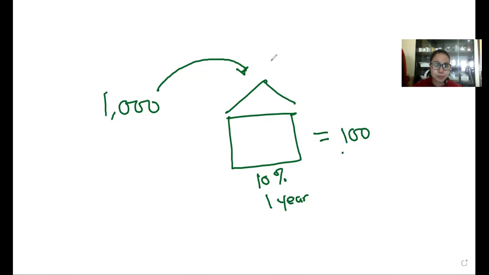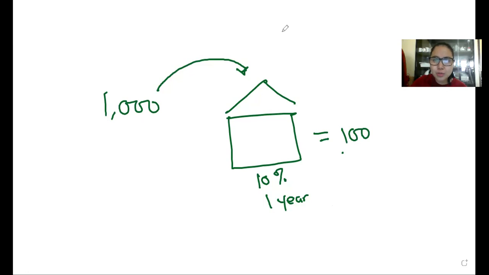1,100 pesos. This 1,000 pesos is what you call principal. What's your capital? That's a principal. The increase in money, which is 100 pesos, we call that the interest. So again, here, the interest is 100. Then, the 10% is called rate, while the 1 year is called time.